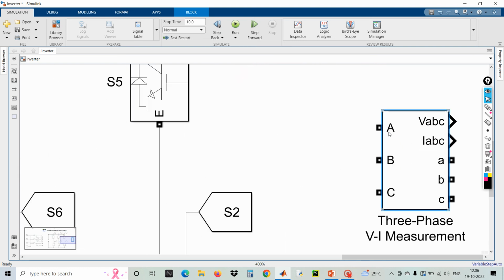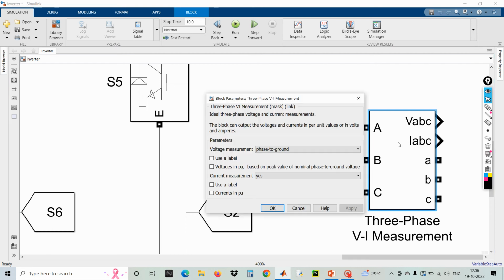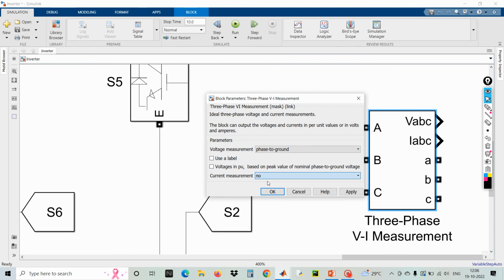It has input A, B, C terminals and output A, B, C terminals also, and you can see that voltage of ABC and current of ABC are also available. In this case, I'm going to measure only the voltage, not the current. So what I'll do is double click on it. You can make sure that the current measurement is set to no.